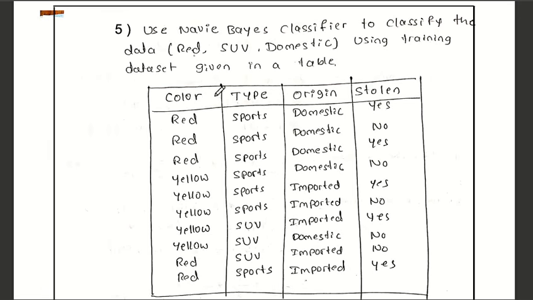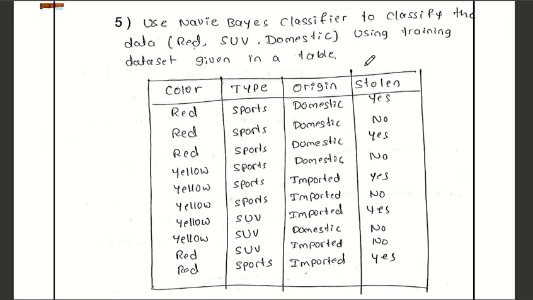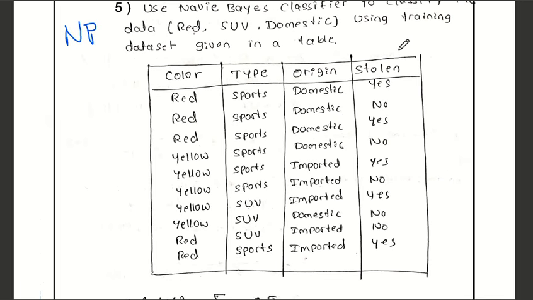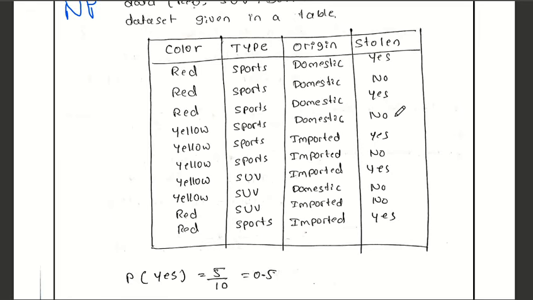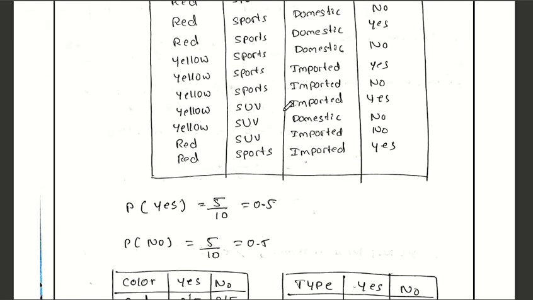Then let's see the fifth question. Use a naive Bayes classifier to classify the data given by red, SUV, domestic, using the training data given in the table. It is a numerical problem-based question you need to solve. The data table will be given in the question paper itself. If it asks about naive Bayes, you need to start solving like this.